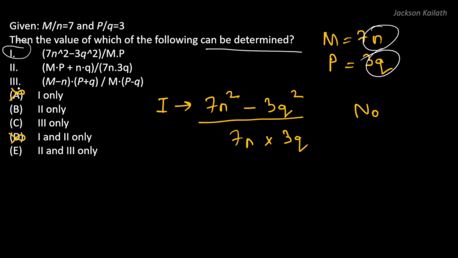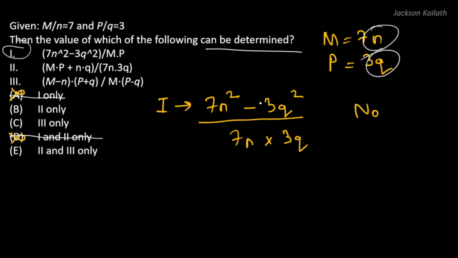And if I eliminate statement 1, option A is out and option D as well is out, because over here it says 1 only, and we know that 1 cannot be determined. And similarly, 1 and 2 is also wrong because 1 cannot be determined. Alright, now again, notice over here you have n square and q square. In the denominator you have n into q. There is no way to simplify this, right?